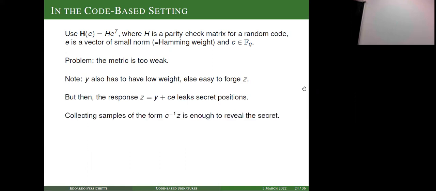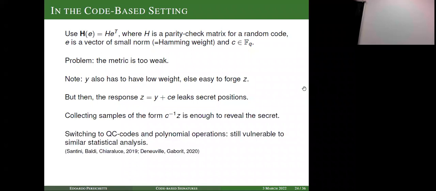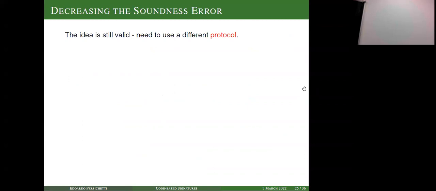And you can try to fix it, maybe using quasi-cyclic codes or something, but in the end, it still would not work. Basically, Hamming metric doesn't work for this because it's just ones and zeros. The ones are very few. You cannot hope to hide if Y is a vector of low weight. So this paradigm doesn't work because of the metric, essentially.